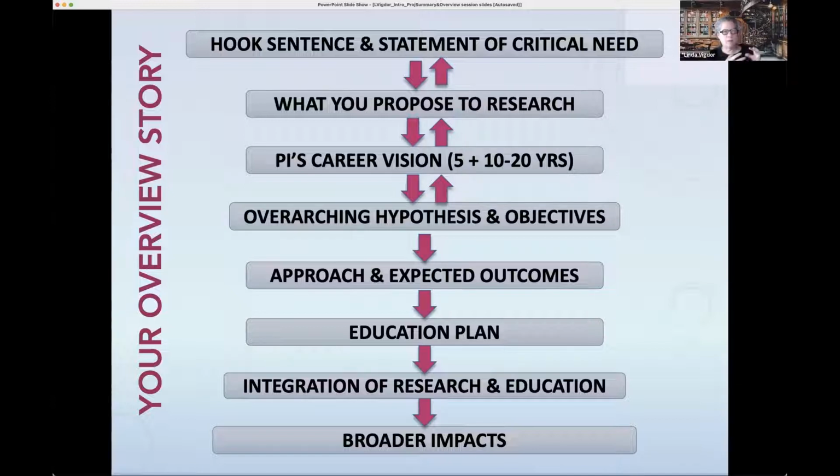It's very helpful to state your hypothesis, if you have one, and also state your objectives or questions, research questions, aims, whatever you're calling them, and it's helpful to put those into bullet points. You should briefly state your approach and expected outcomes, briefly outline your education plan, talk about the integration of research and education, and give some sense of the broader impacts of the project.